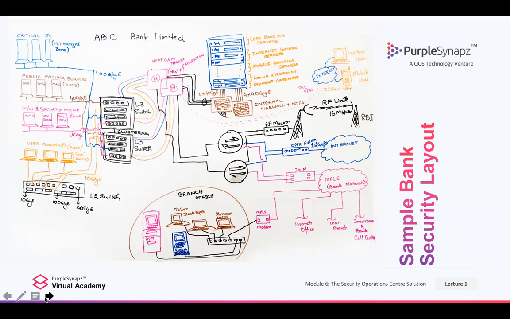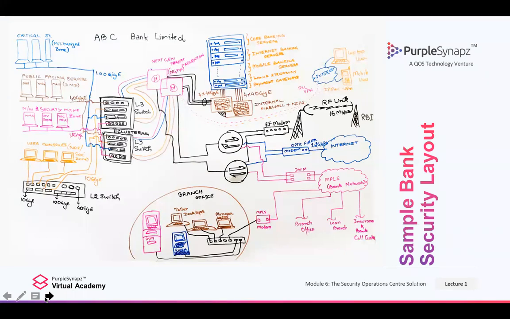And that's why we have shown one radio frequency link, because the main branch of RBI and the data center of this bank are probably in the same city, and I might as well have an RF link rather than just having an internet or MPLS. Then on the left side of the screen, that's all banking infrastructure.